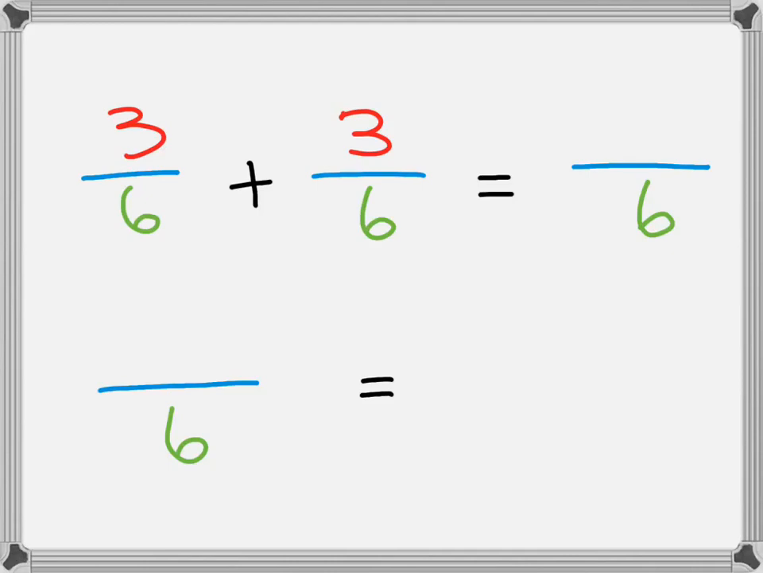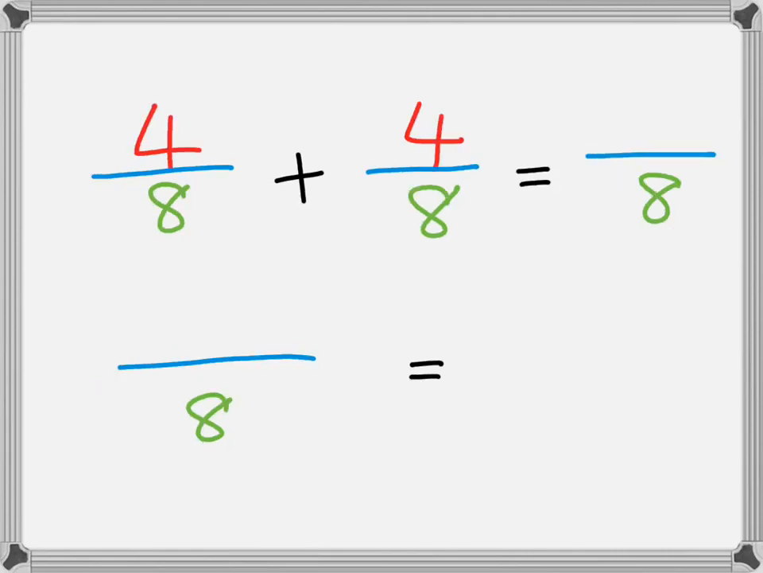So we're going to get that again, yeah? You're going to tell me ahead of time what we're going to get here. 3 plus 3 is 6. What do we have? 6 over 6. 6 over 6 is equal to 1. And the last one we're looking at, 4 plus 4 is 8. 8 over 8. 8 over 8 is equal to 1.